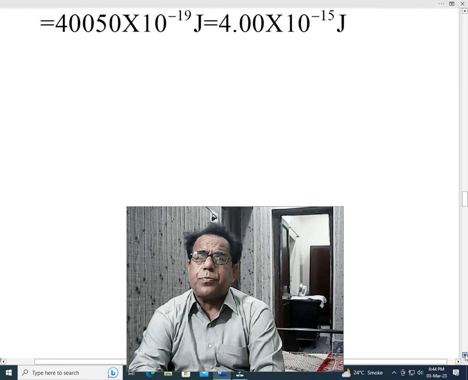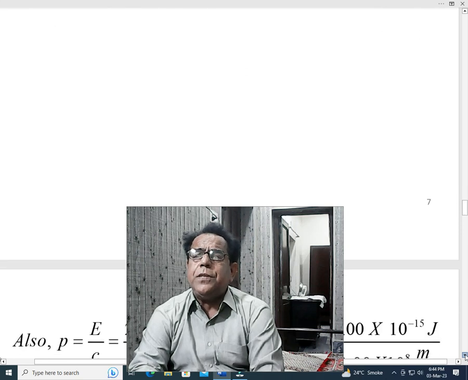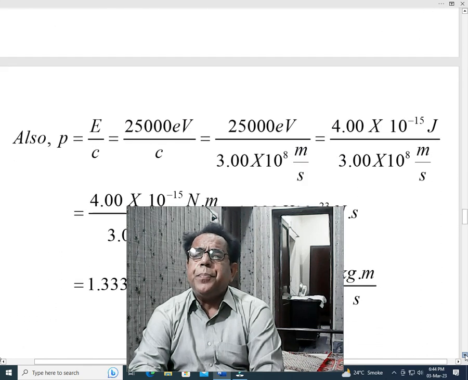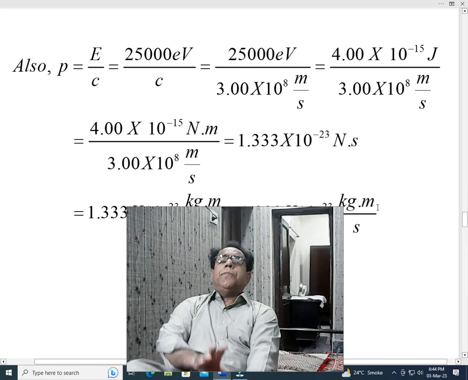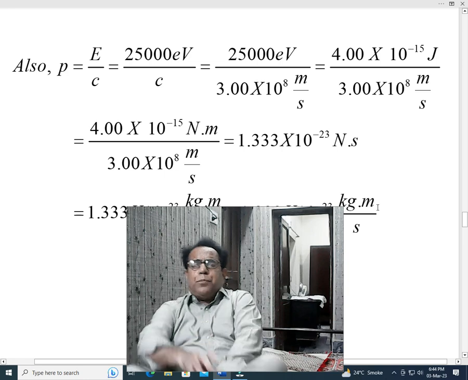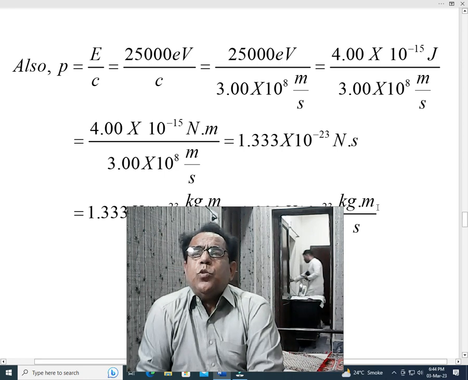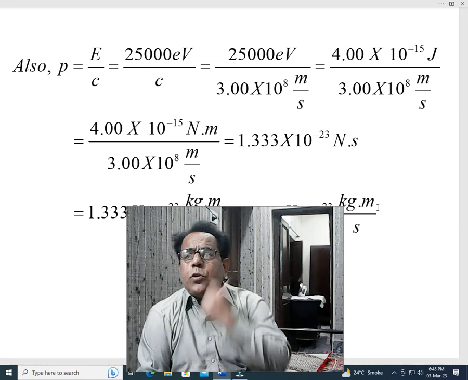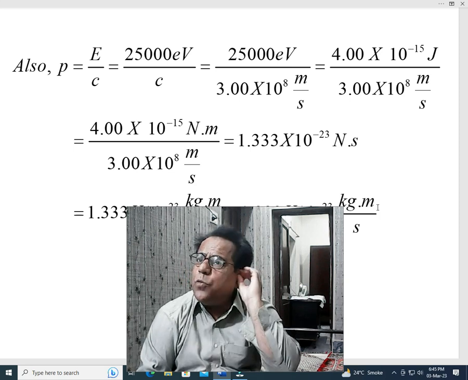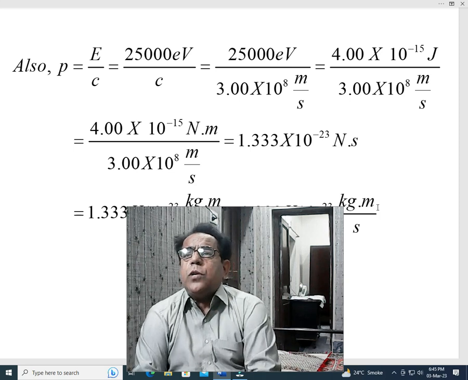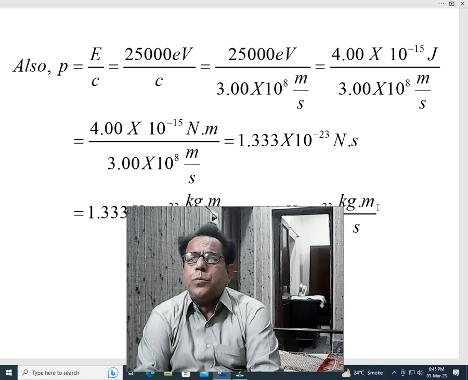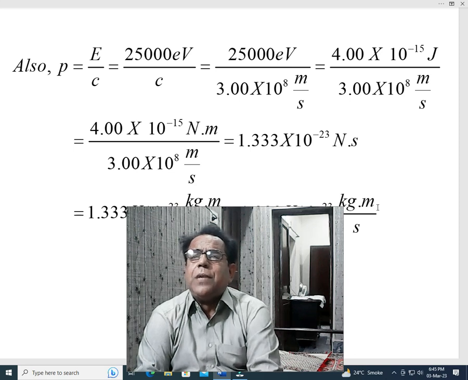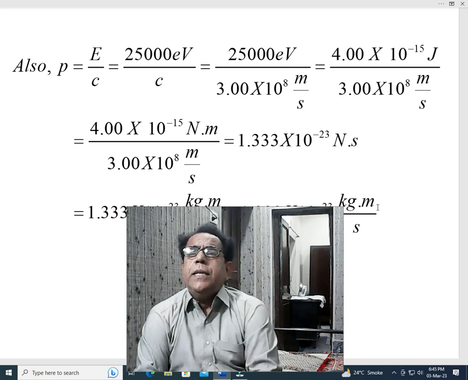Next, the part we have to find out is in terms of kilogram meter per second. Same pattern or procedure: p is equal to E over c, electron volt over the speed of light, equal to 25,000 electron volt over 3.00 × 10^8 meters per second. What we have done is just used the value of c.